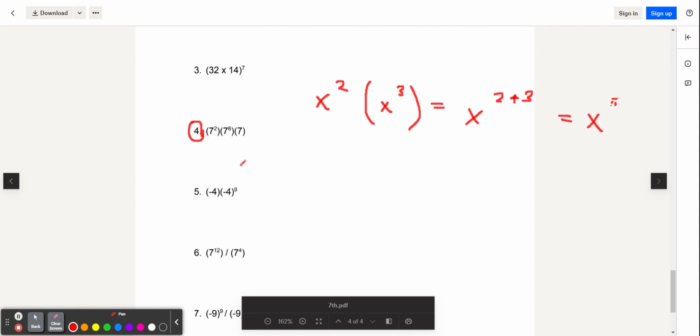Here we have 3, but that doesn't really matter. It just means we have to add more. 2 plus 6 plus 1, because remember, no exponent is 1. And that is 7 to the 9. I'll leave the rest to you. Thank you.